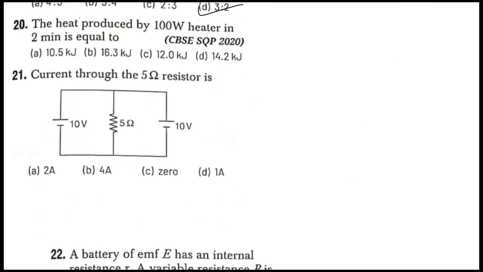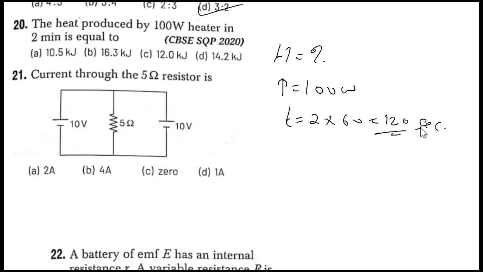Okay. Next question is, the heat produced by a 100 watt heater in 2 minutes is equal to. So here we need to find out the heat produced, H. A 100 watt heater means power is given as 100 watt. In 2 minutes, that is time equals 2 into 60, that is 120 seconds.